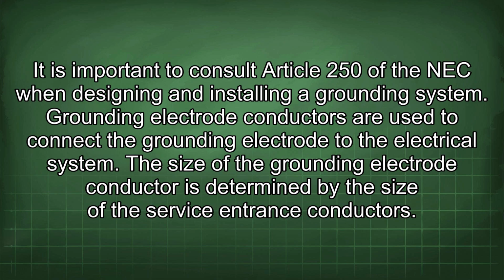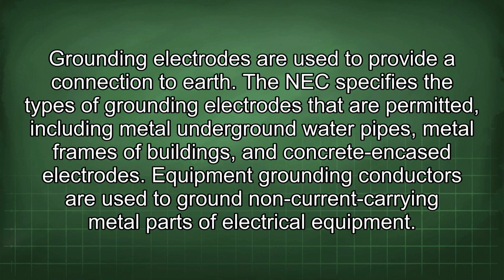Grounding electrode conductors are used to connect the grounding electrode to the electrical system. The size of the grounding electrode conductor is determined by the size of the service entrance conductors. Grounding electrodes are used to provide a connection to earth.